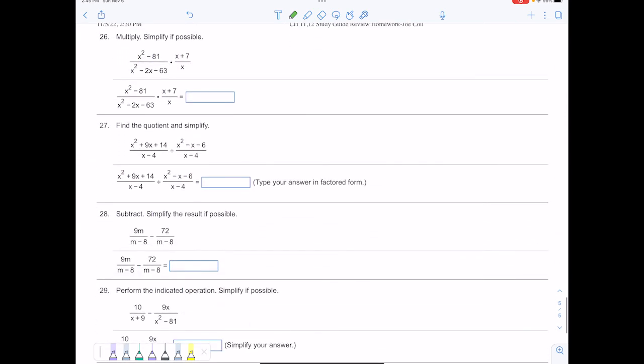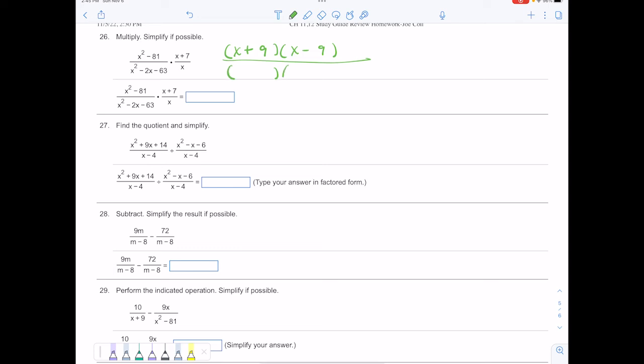In number 26, I need to multiply. So to do that, the first thing I'm going to do is factor. X squared minus 81 is a difference of 2 squares. Feel free to pause the video and try factoring it. The square root of x squared is x. The square root of 81 is 9. And I'm going to have a plus and a minus.